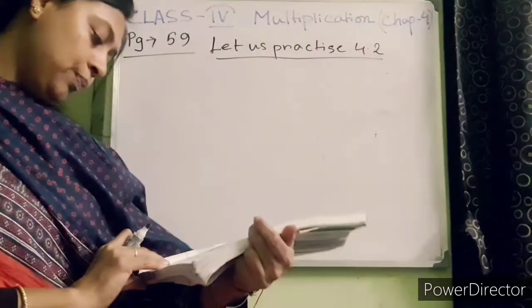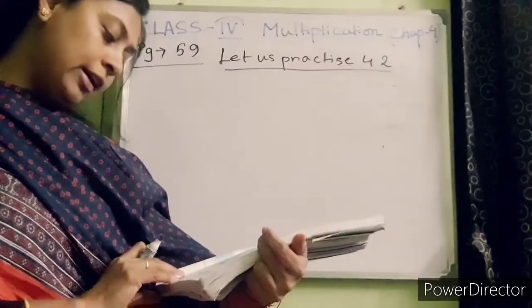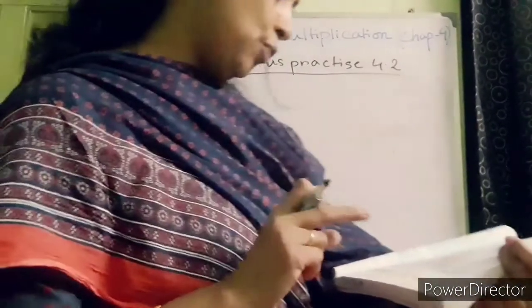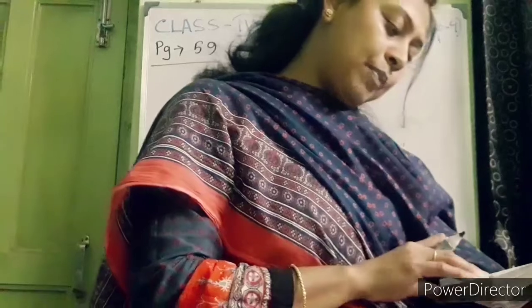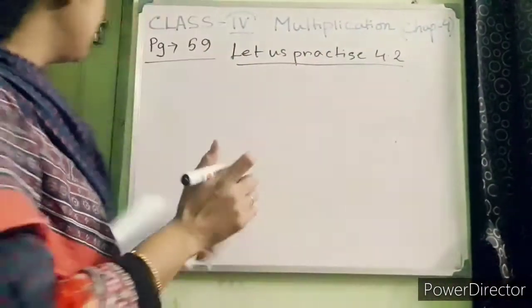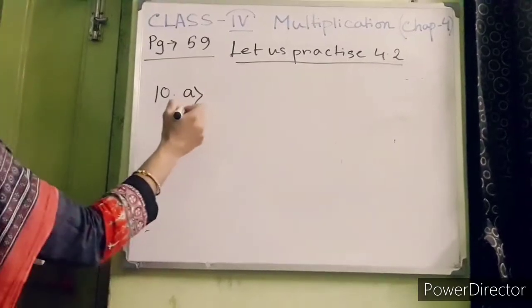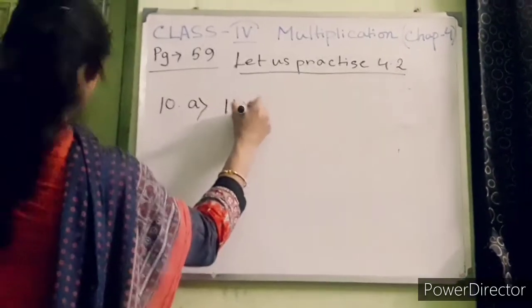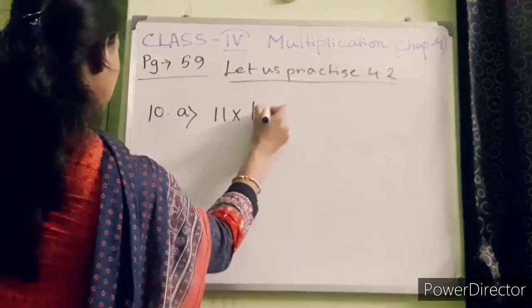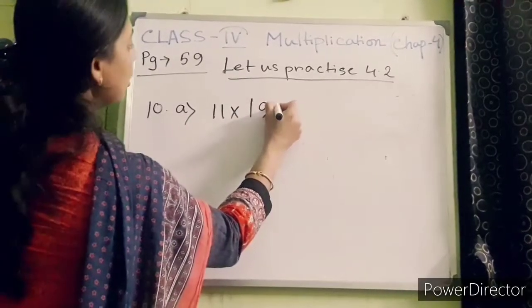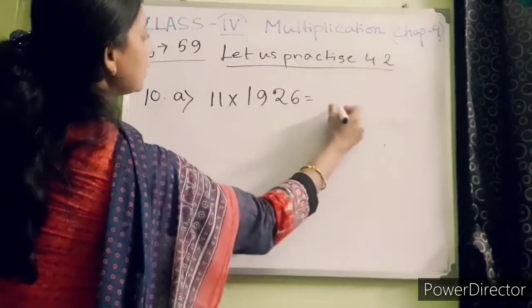Now in your book, here are two problems. Now use the above method to find the following product. A, 11 into 1926.